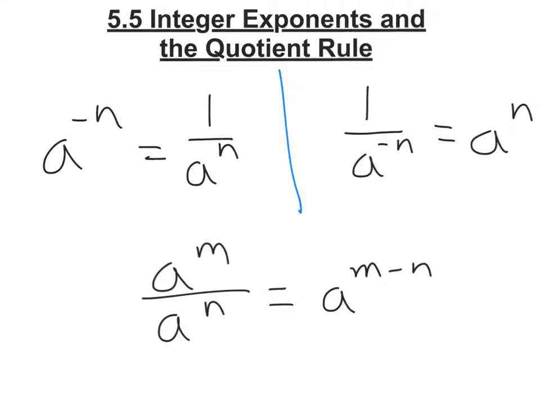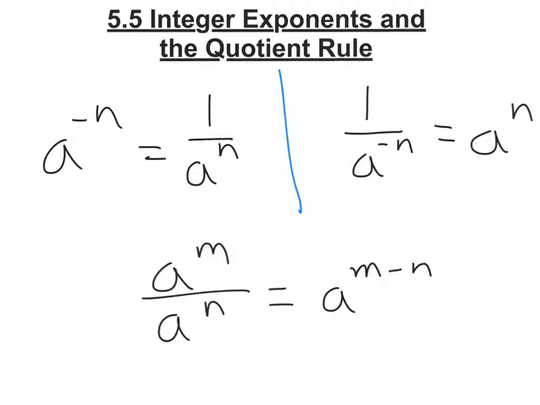This is section 5.5, integer exponents and the quotient rule. Integer exponents is a fancy way of saying negative exponents, basically. We're going to have positive and negative exponents to worry about now. And our rule for that are these two, basically. Here's the thing you need to know about negative exponents.